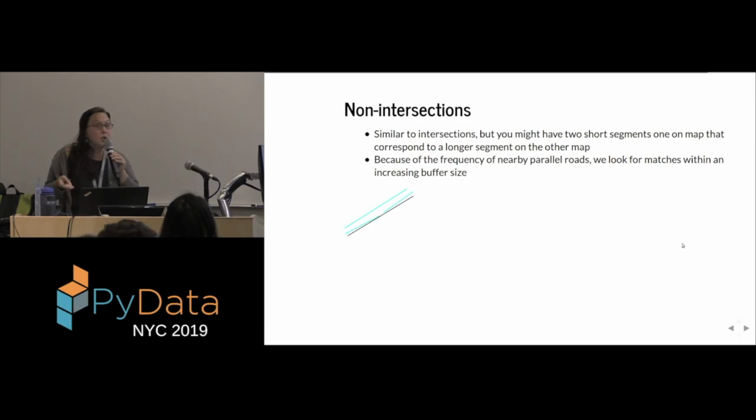But if those lines weren't there, we would then expand the buffer, and a larger buffer on this black line would capture the further out line. We would use that as the match. And we get about low to mid 90% matches on the segments between Boston and the OpenStreetMap segments. So it's pretty good for adding features.